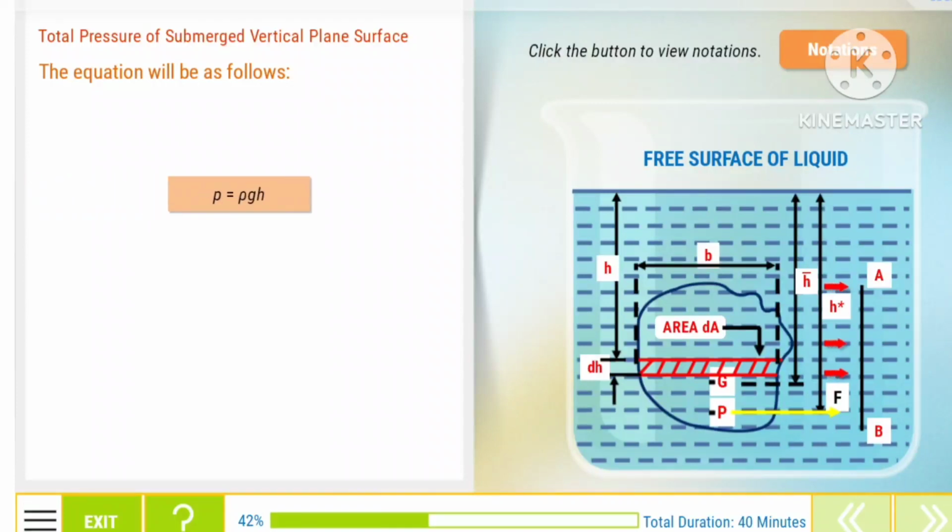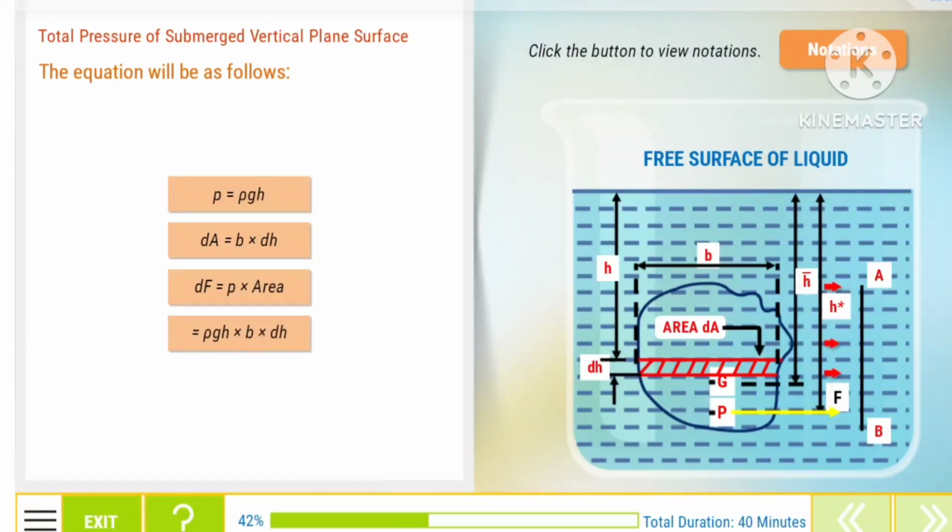The pressure intensity on the strip is P, which is equal to rho into g into h. The area of the strip is dA, which is equal to b into dh. The total pressure force on the strip is dF, which is equal to P multiplied by area of the strip. This in turn is equal to rho into g into h multiplied by b multiplied by dh.